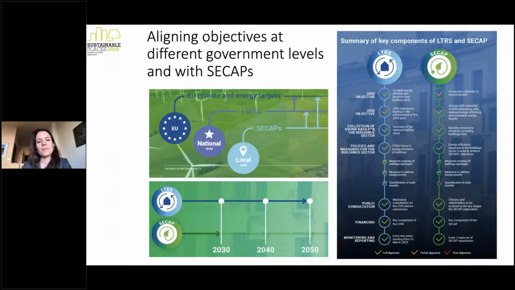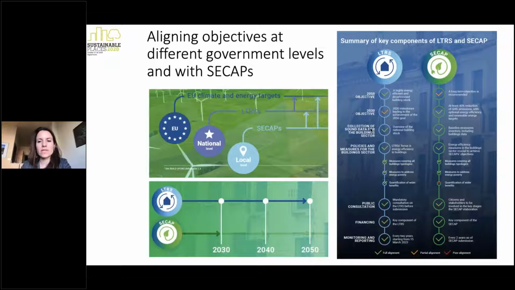Normally, most European cities, and at least most Italian ones, report under the CCAP, under the Covenant of Mayors initiative. And there are some parallelisms between the two initiatives, the long-term renovation strategies requirements and the CCAPs, even if there is not a perfect match between the two. In fact, for instance, the long-term renovation strategies have an objective at 2050, whereas the CCAP has it at 2030, of at least a 40% reduction of greenhouse gas emissions.